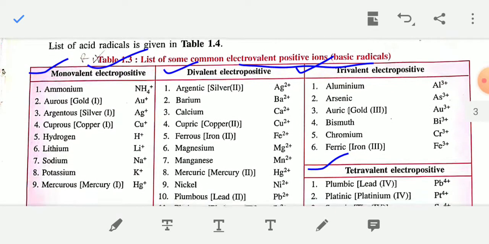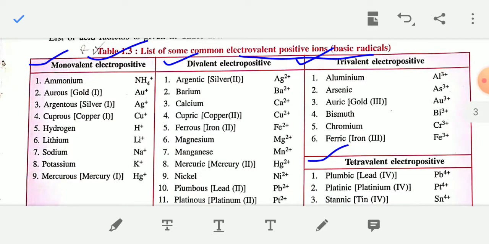Now see examples of trivalent electropositive elements. Trivalent means valency is 3, divalent means valency 2, that is 2 plus. Divalent means 2 plus, trivalent means 3 plus, and monovalent means 1 plus. So trivalent electropositive radicals are aluminium, Al3 plus, arsenic, that is As3 plus, bismuth, Bi3 plus, chromium, Cr3 plus, ferric, that is Fe3 plus. These are trivalent basic radicals.